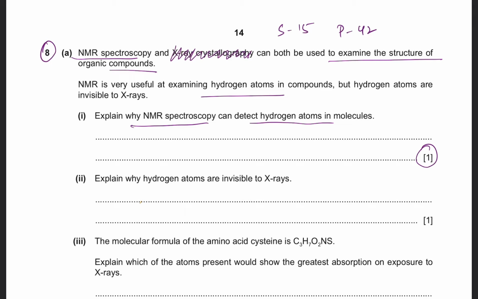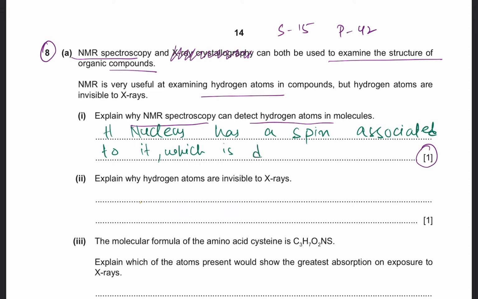So what we would write here is that the hydrogen nucleus has a spin associated to it, which is detectable on proton NMR. Right, and why does it have a spin? Because of the odd number of nucleons. It has only one proton.